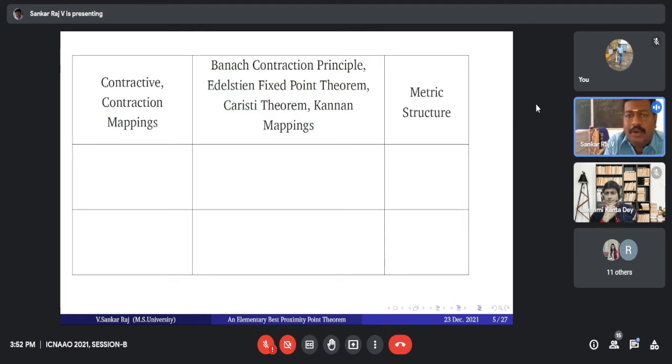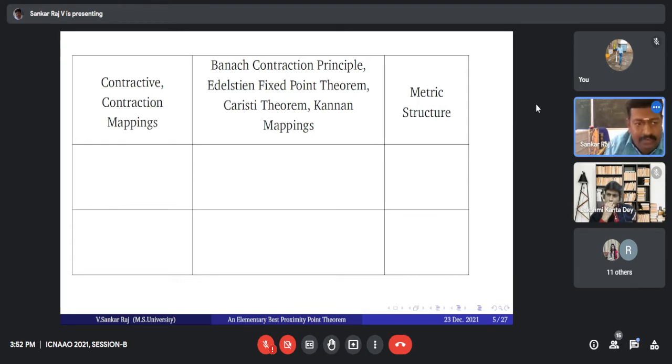Okay, so at most we may assume that the space is going to be a complete metric space, and for this type of contractive type mappings, we are going to generate an iterated sequence, which is going to be a Cauchy sequence, and it is going to converge, and that end point, the limit point, is going to be a fixed point. So that is the way we are getting the fixed point for a contractive or contraction type mapping.